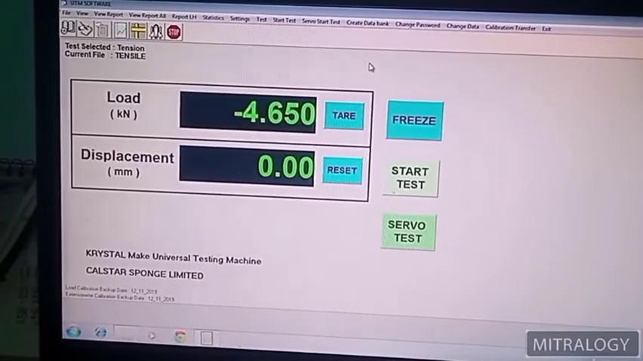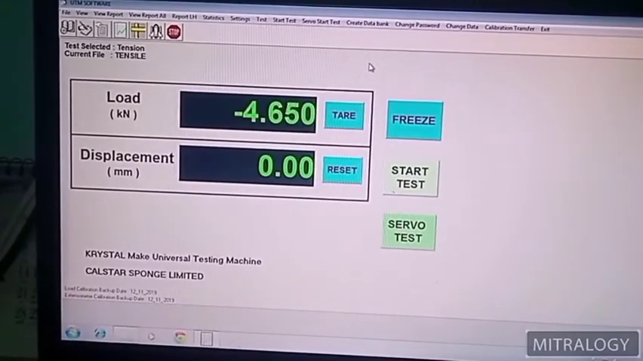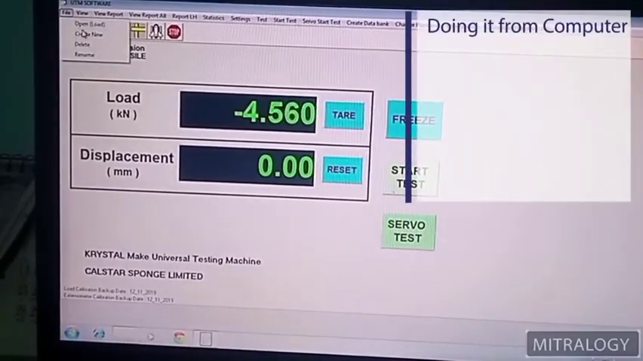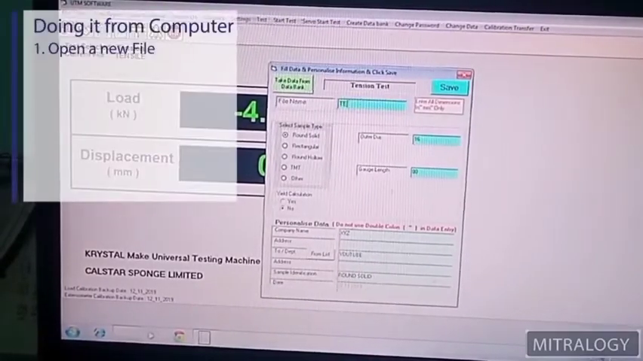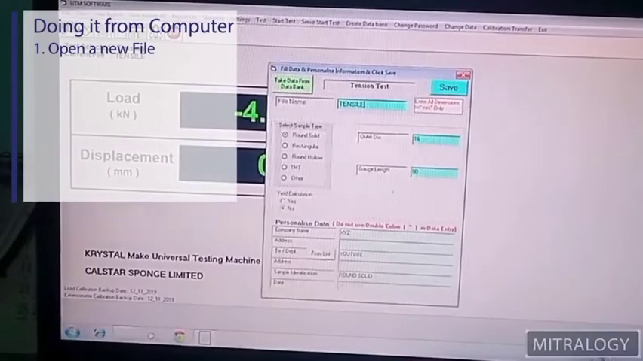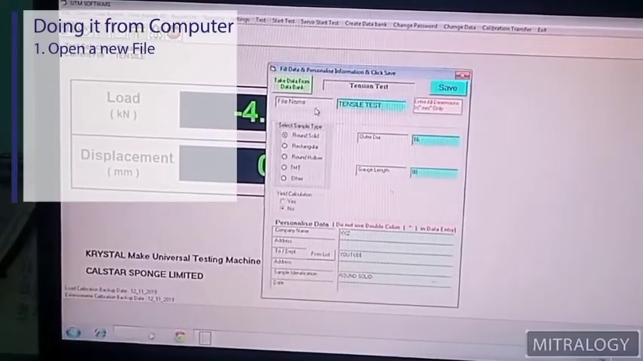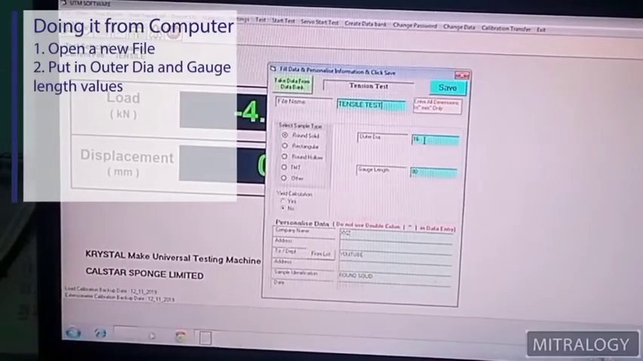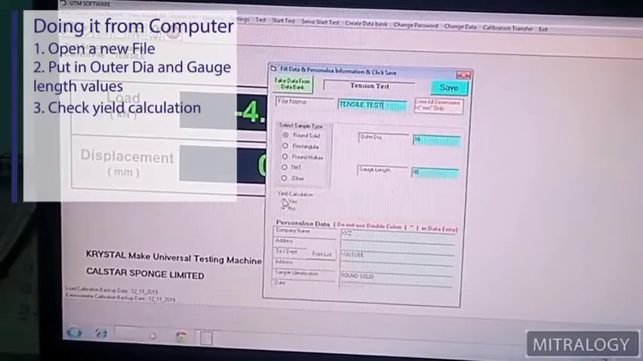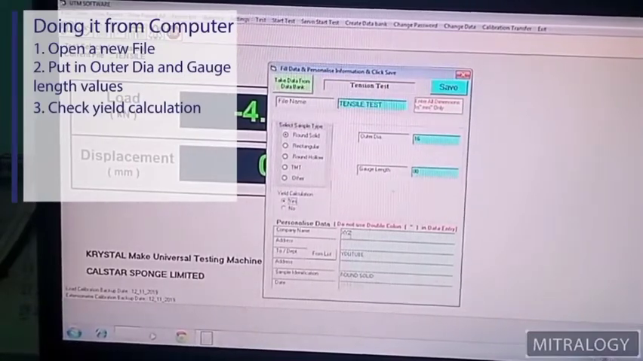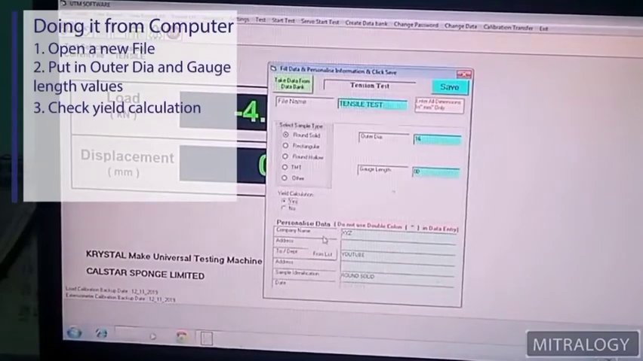As our machine is computerized, we can see the reports on the computer also. For this, we have to give input data in the computer. For this, we are opening a new file. We can keep the file name as Tensile Test. Our sample outer diameter is 16, so this is okay. Gauge length is also 80. We will do the yield calculation, so we will keep it on yes. Company name XYZ, and everything is okay now.